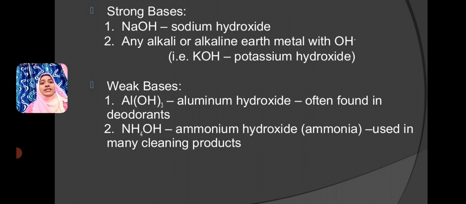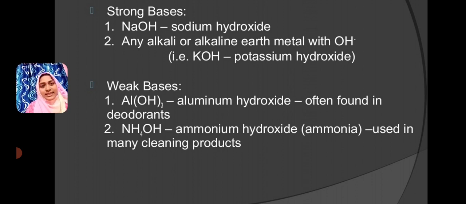Next, the strong bases. Which are those strong bases? Sodium hydroxide. The chemical formula of sodium hydroxide is NaOH. Any alkali or alkaline earth metal with OH is considered a strong base. You can see alkali and alkaline earth metals in the periodic table. For example, I have taken potassium here. It combines with OH, so it is considered a strong base, potassium hydroxide. Weak bases.